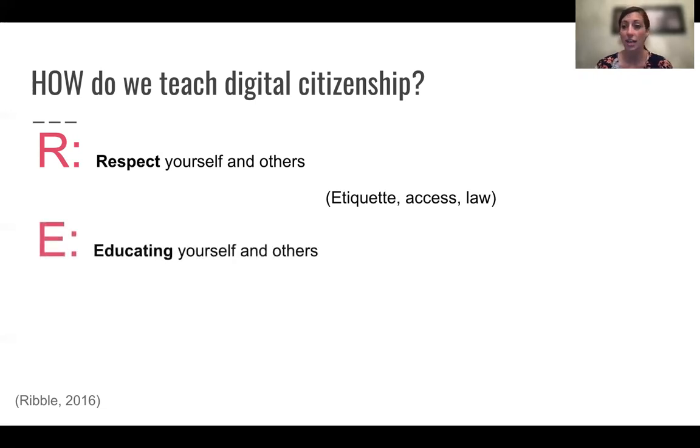And then the E is educating yourself and others. So I would say this is for all educators. We need to be educated ourselves, and then we need to pass that learning on to others. And that's really becoming digital literate. We need to become literate in our digital society. The communication we use and commerce, it's become a whole society of commerce.